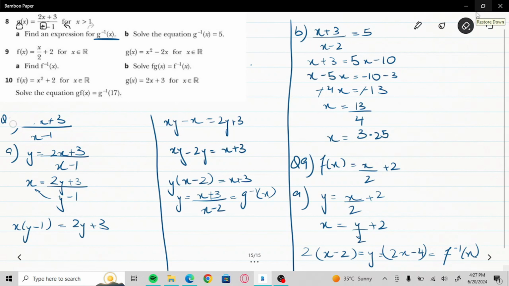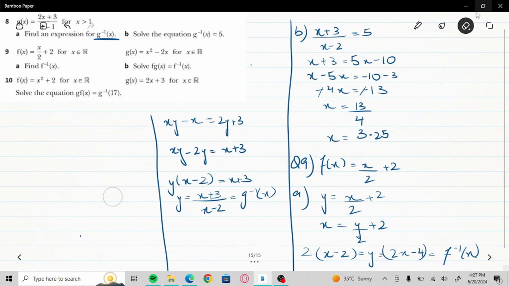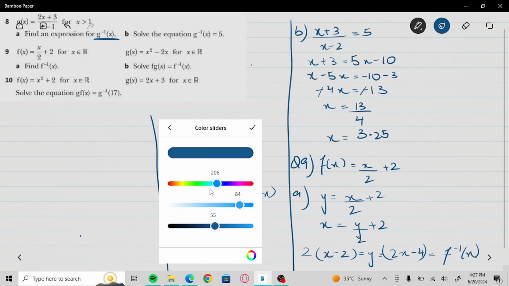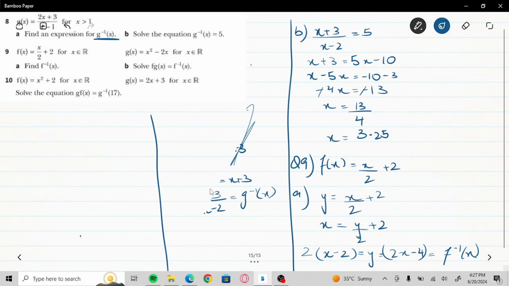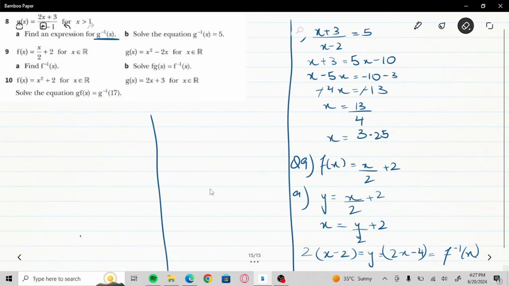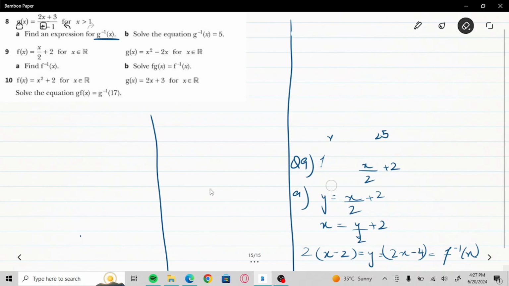It's that easy. And now, just let me clear up some space for part B. I think I'm going to clear all of it. Just bear with me.